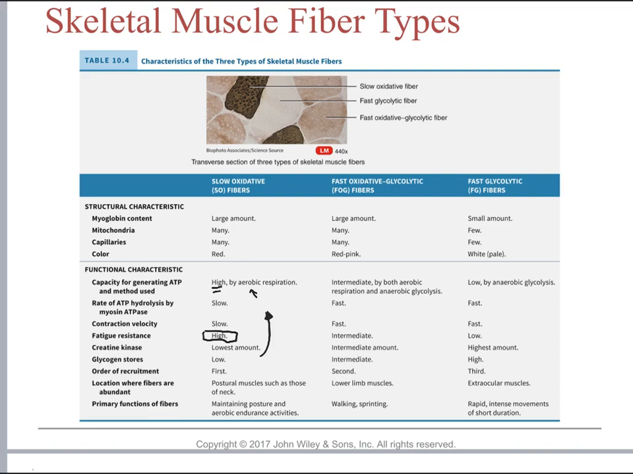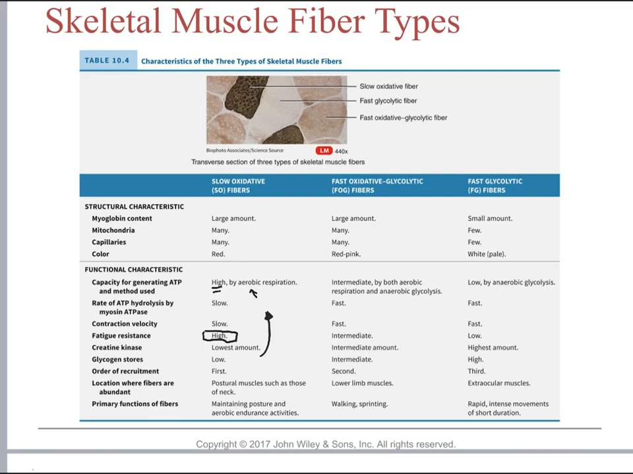Location of where we find these in abundance. Remember, these are scattered throughout the body, but in abundance, postural muscles like in the back and the neck will keep us upright. Primary functions of these fibers: maintaining posture and aerobic endurance activities like long distance marathon runners.